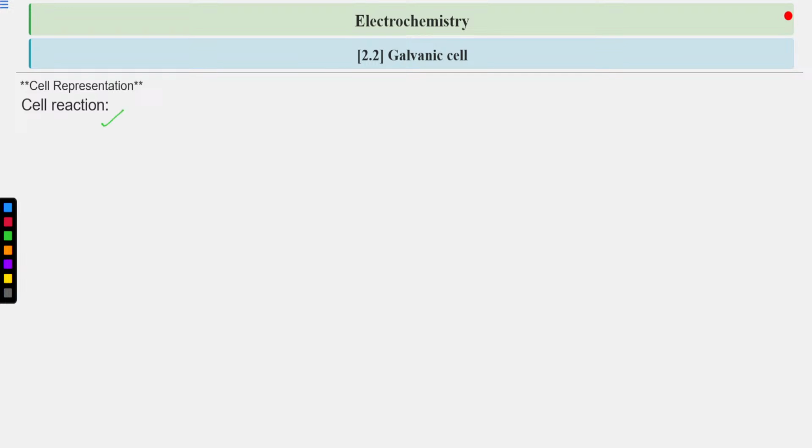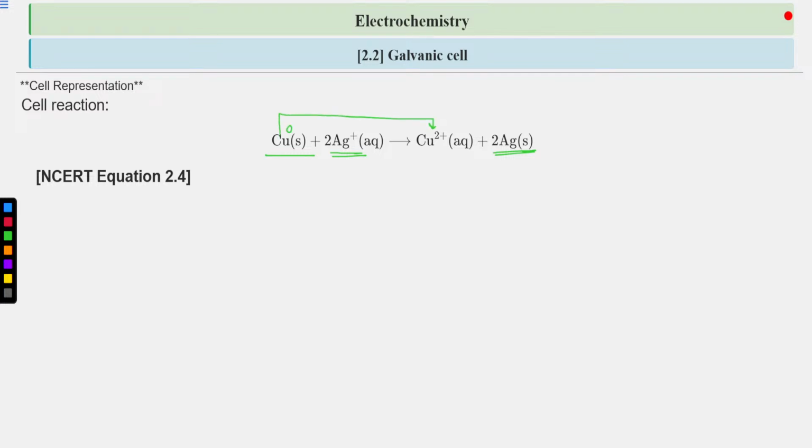Okay, now this is for the cell reaction under the topic cell representation. This is the cell reaction between the copper and the silver. So copper, when reacting with silver ions, is converting to copper 2 plus and 2 silver in the neutral state. So copper from the 0 state is converting to 2 positive, that means oxidation is happening, and the silver from +1 is converting to 0, that means reduction is happening, right? This is NCERT equation 2.4 present in our NCERT textbook in the electrochemistry chapter.